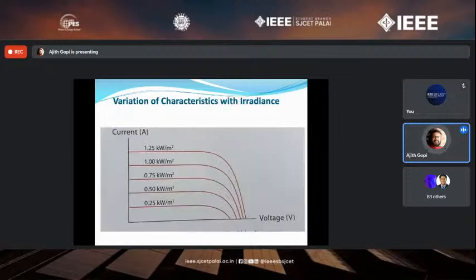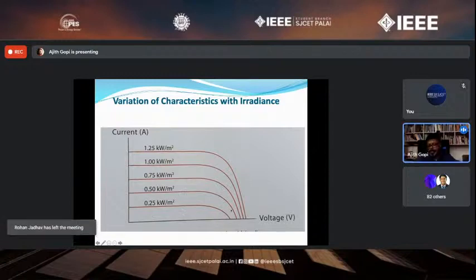And this is another variation of characteristics with the irradiance. Irradiance, it's actually linear, I should say. Current, if you reduce your irradiance, this is 1,000 to 50 kilowatt per meter square. So if your irradiance is down, you will get lesser output actually.